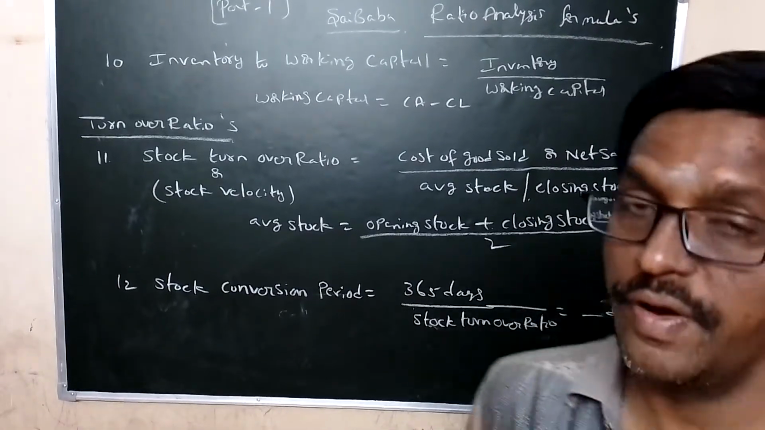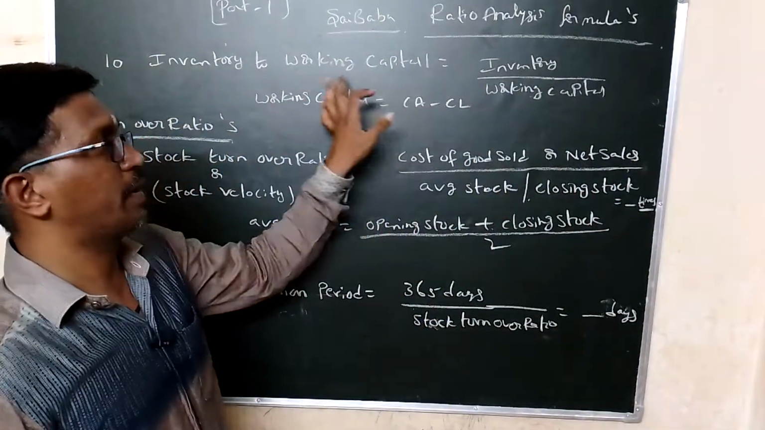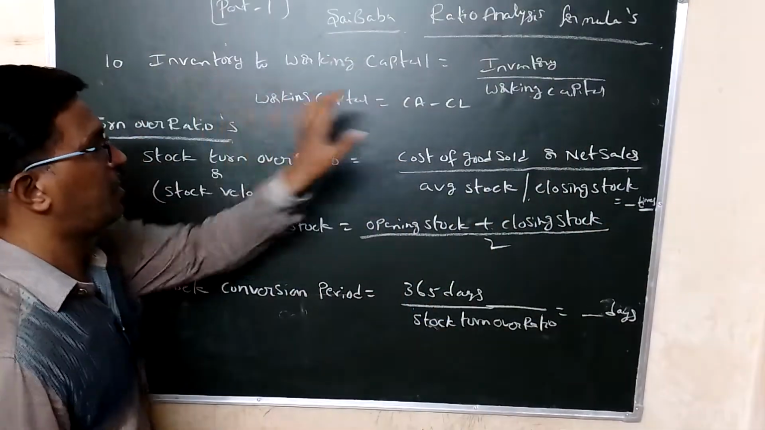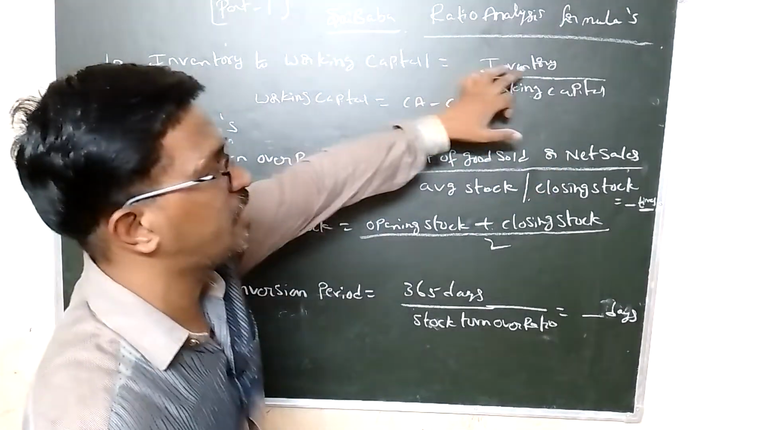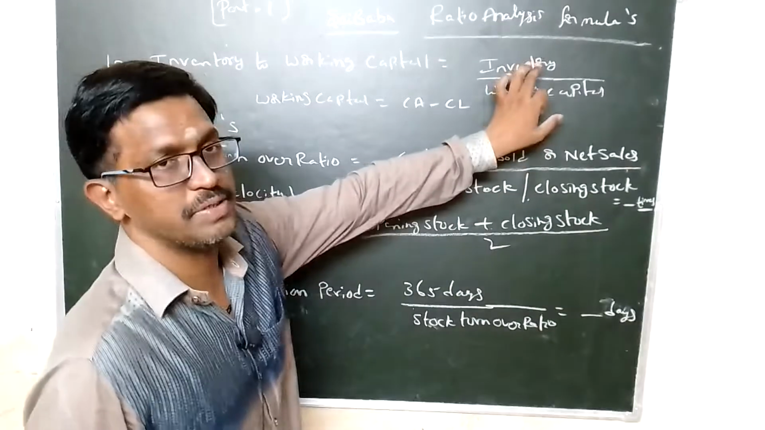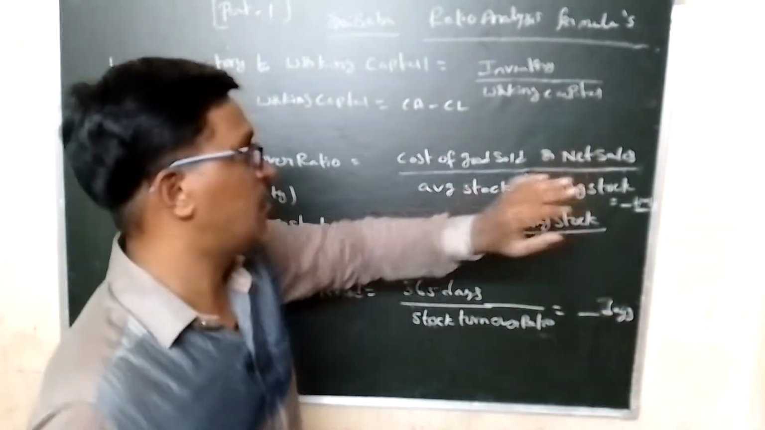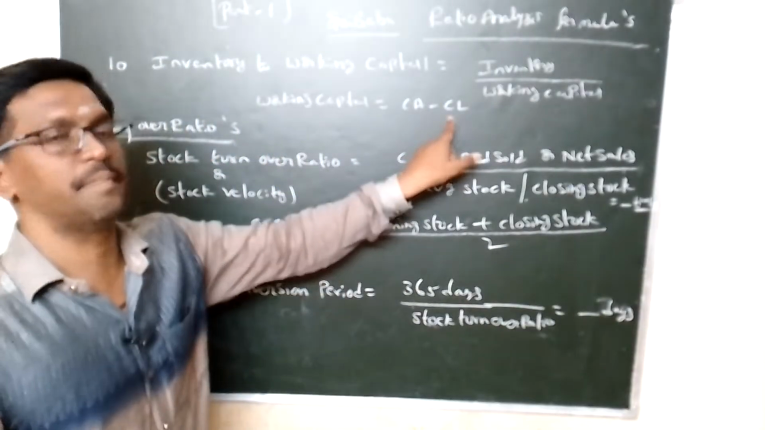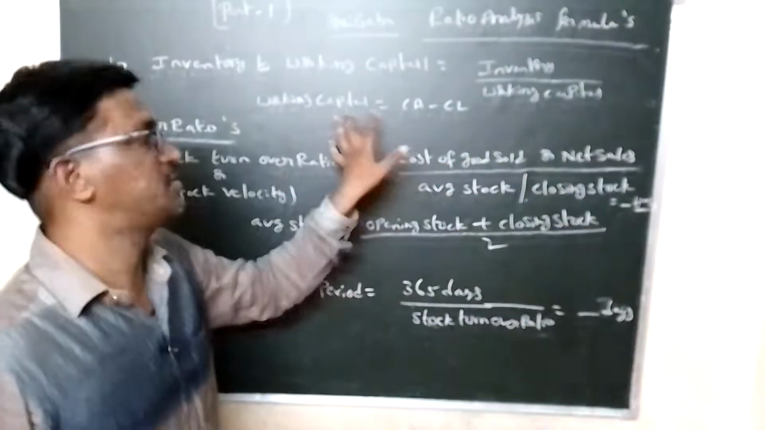Inventory to working capital means inventory by working capital. Inventory means stock, so closing stock will be taken. Working capital means current assets minus current liabilities. Okay, current assets minus current liabilities is the working capital.